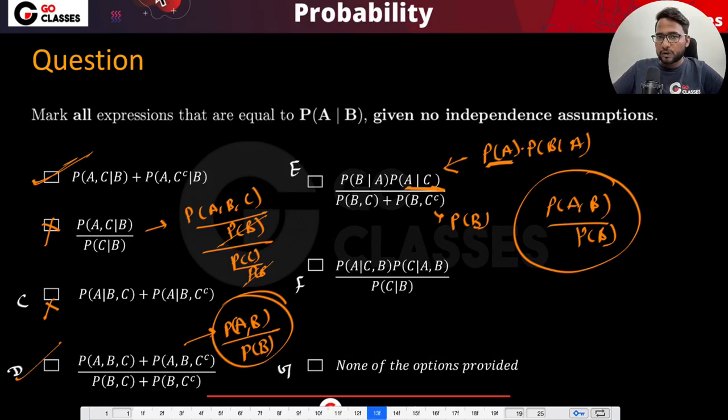I hope you are understanding what I am saying. Why is this not true? Because the denominator is probability of B, the denominator is matching, but the numerator is not matching. This is not probability of AB, definitely, right? So that's why this is false.